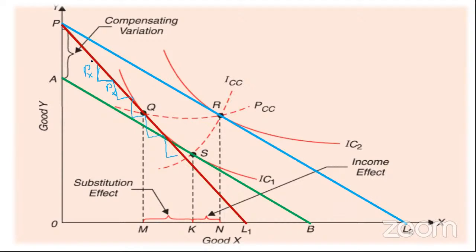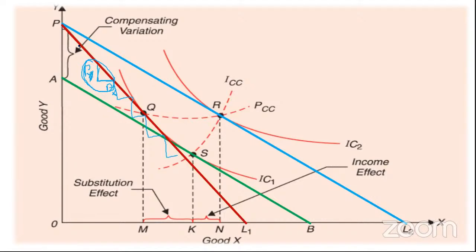The budget line represents the price ratio, the change in y by the change in x. This is y and this is x. The slope of the budget line represents the price ratio. The price ratio is represented by the budget line, the price line.